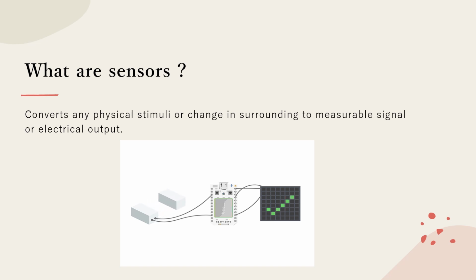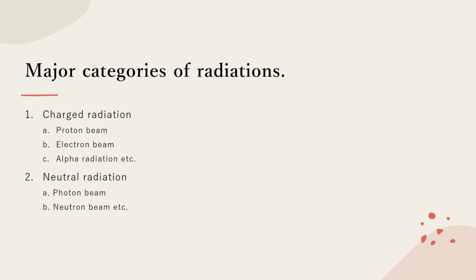Now, as my topic is detection of radiation, let's see what are different types of radiation that can be detected. So the major categories of radiations are charged radiation and neutral radiation. So as the name suggests, charged radiation will comprise of charged beams. So that is proton beam, electron beam, alpha radiation, that is of helium atoms, etc. And neutral radiation will consist of photon beam and neutron beam. Neutron beam will comprise neutrons, and photon beam may be of visible light, gamma rays, X-rays, cosmic rays, infrared rays, etc.